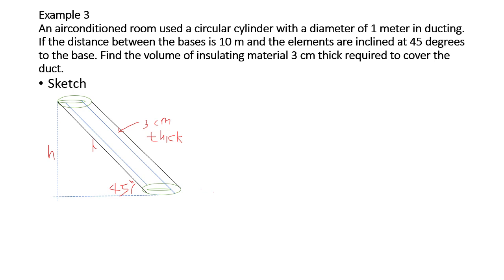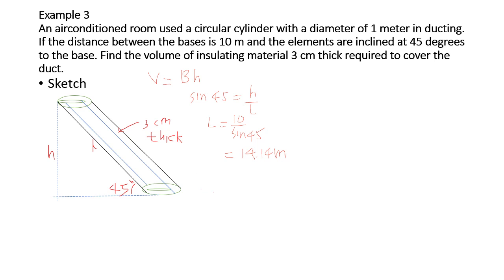So here volume equals base times height, but you have sine 45 equals h all over L. So your L is equal to 10 over sine 45, or equivalent to 14.14 meters.